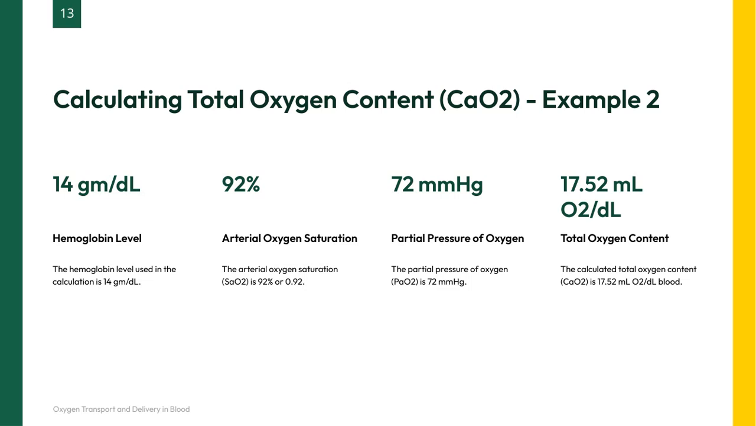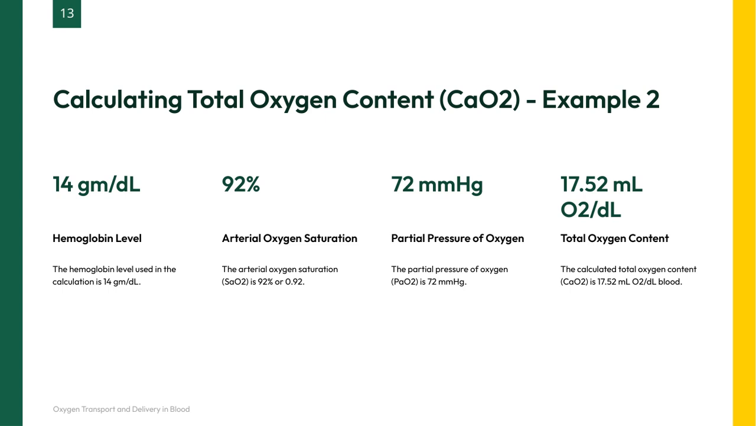Now, let's look at the total oxygen content in the blood, which is calculated to be 17.52 milliliters of oxygen per deciliter. This value represents the total amount of oxygen carried by the blood, combining both hemoglobin-bound oxygen and dissolved oxygen. Next, the partial pressure of oxygen, or PaO2, is 72 millimeters of mercury. This measurement indicates the pressure exerted by oxygen in the arterial blood and gives us an idea of how much oxygen is available for diffusion into the tissues.